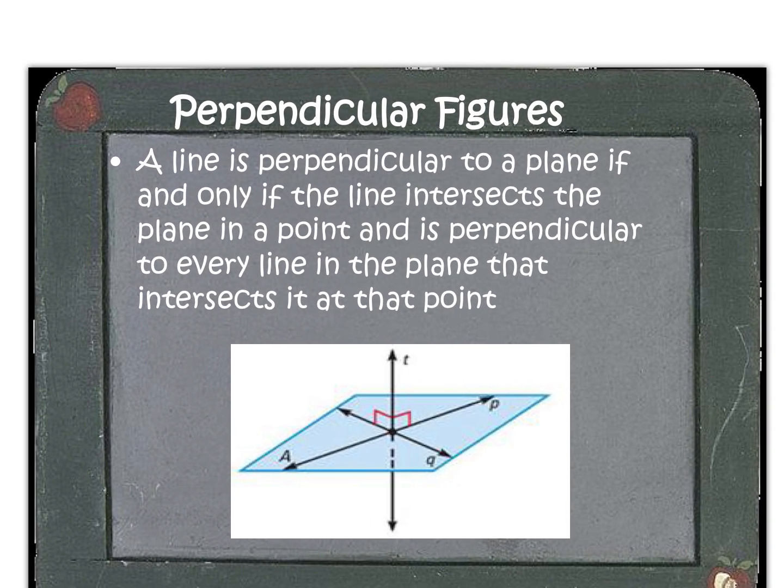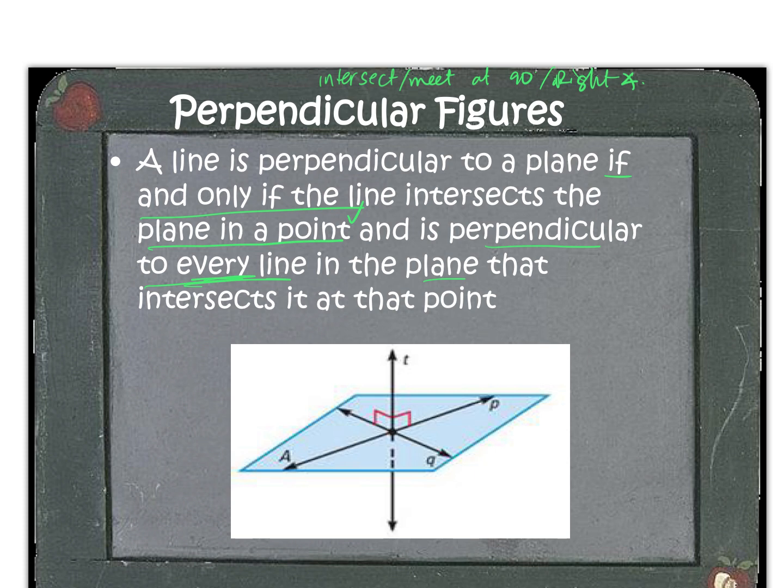So another interesting thing here is about perpendicular figures. Now perpendicular figures intersect or meet at 90 degrees, which is a right angle. Okay, so a line is perpendicular to a plane if and only if, this is a biconditional, the line intersects the plane in a point, and is perpendicular to every line on the plane that intersects that point. So let's look at this image.